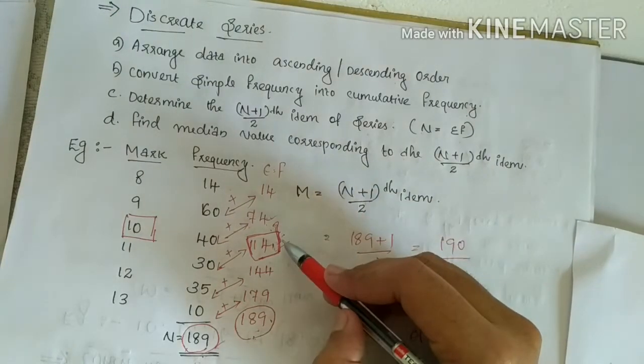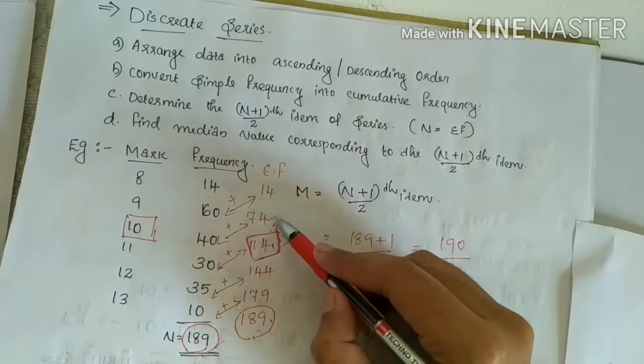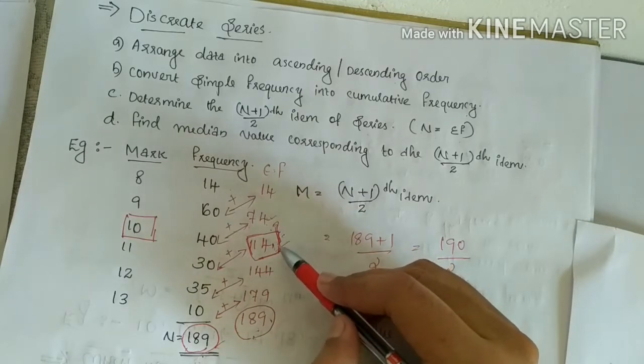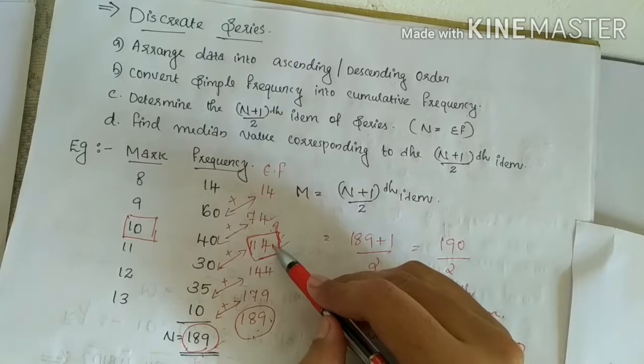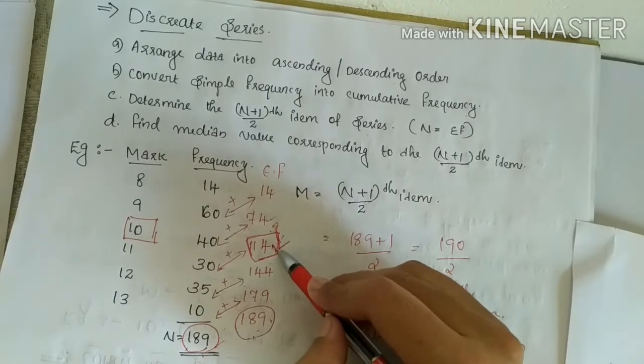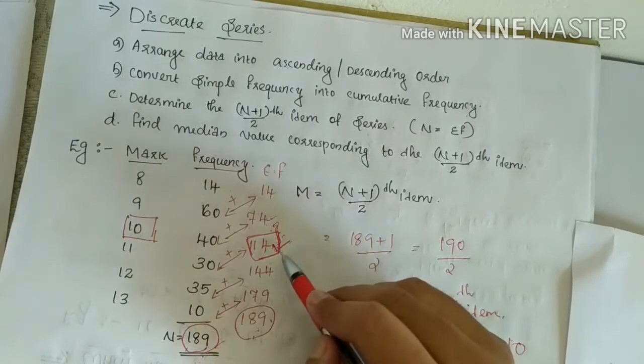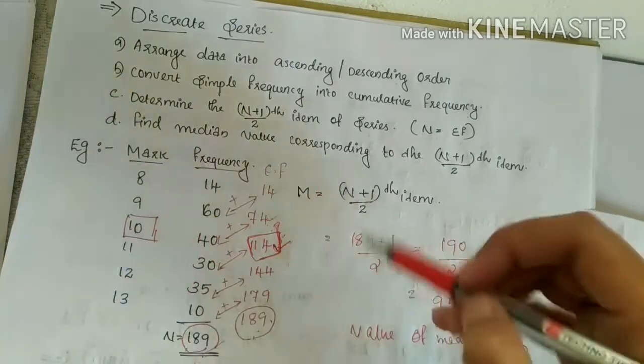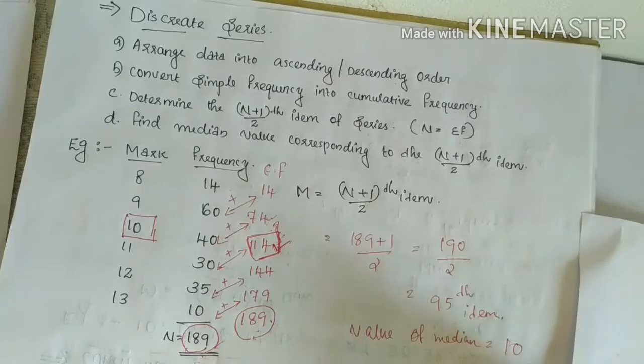Then here the 95th item is higher than the 74th item and less than the 114th item. So the value of median lies in this region, that is 114, and the corresponding value is taken as the median. So the value of median is 10.